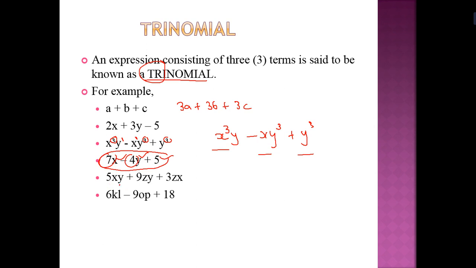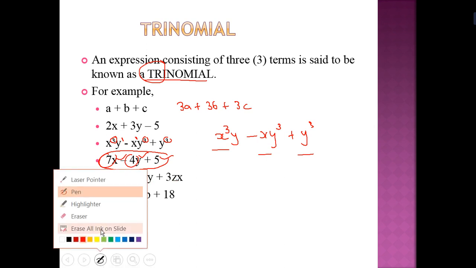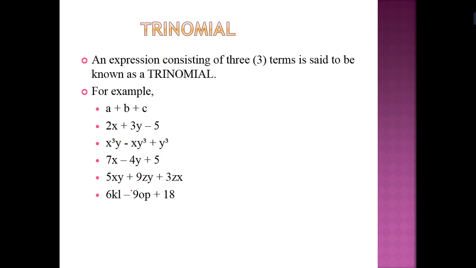So 5xy, 9zy and 3zx. It is also a trinomial. So 5xy. Now 9zy plus 3zx. We cannot total it. 9 plus 3, 12. 12 plus 5, 17. Can we write 7xyz? No, we cannot write it. So that is why it is under 3 terms.